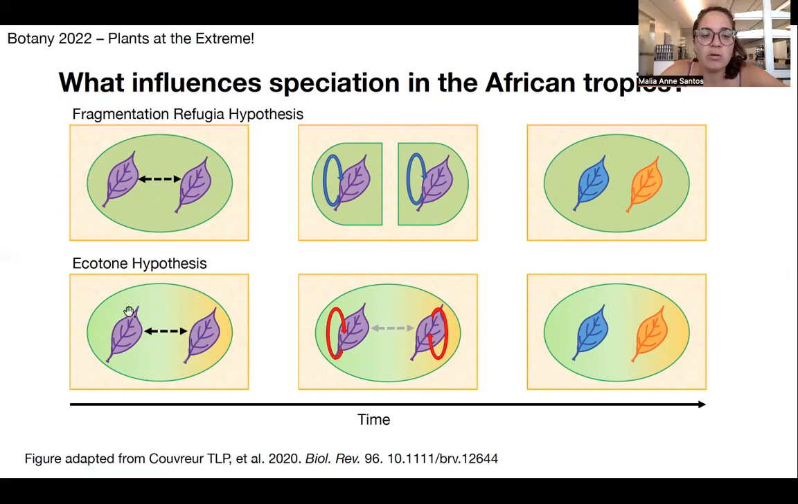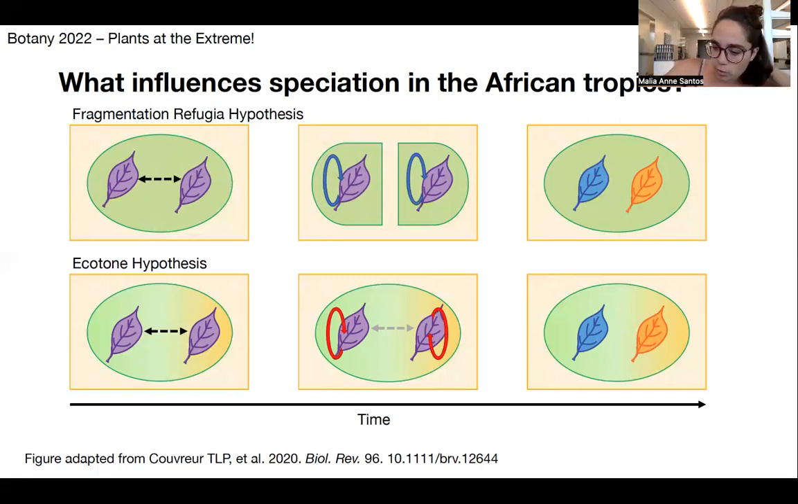In this scenario, we still have genes being able to interchange freely. However, over time, we can expect there to be a decrease in gene flow because of selection based on the habitats. And then over time, because of that selection, we can see, again, a speciation event. And so I'm going to come back to these after I present my results. But I want you to keep these in the back of your mind.